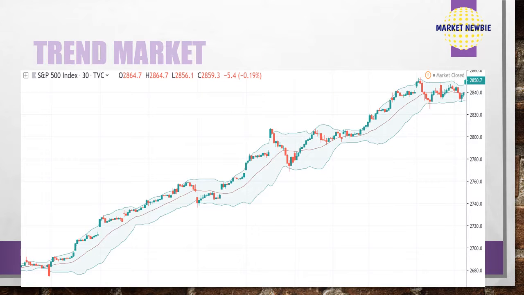Let's assume that we have a trend market here, like the one that we show here. If you still apply the overbought and oversold strategy and sell once the price touches the upper band, many times you will find yourself completely wrong. Then, what should we do in the trend market?